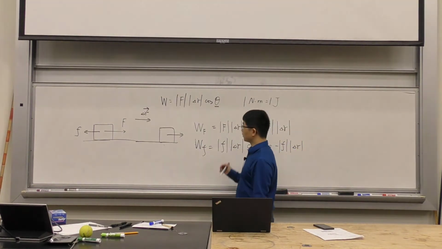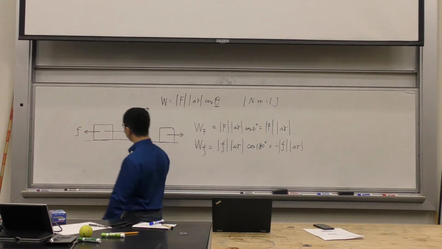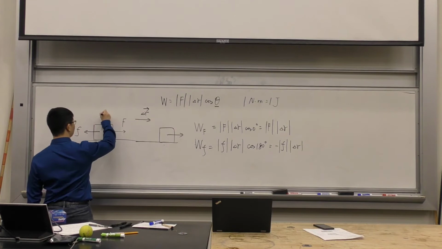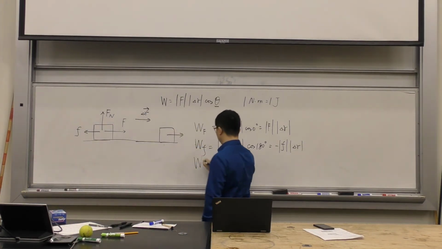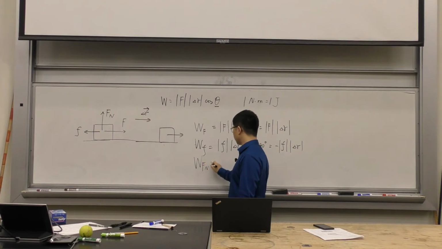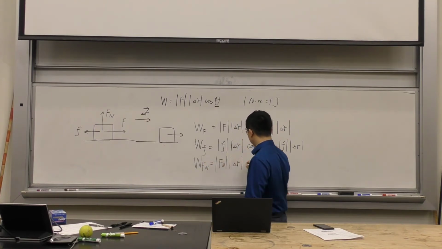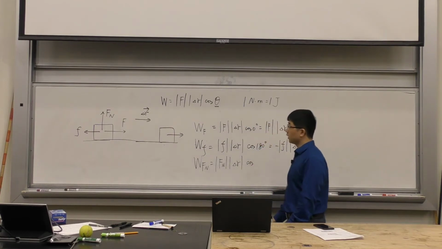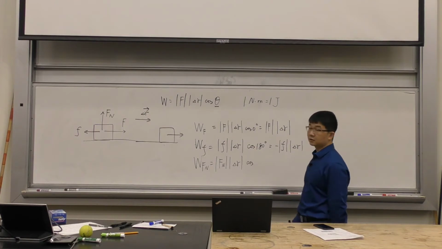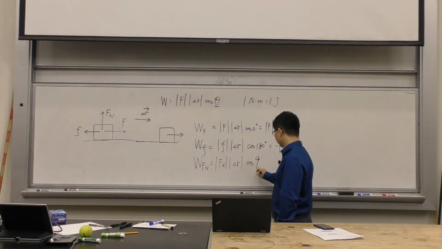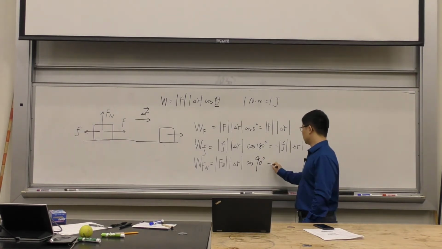Now, that's another special case. The third special case, let's take a look, say, normal force. If I want to calculate the work done by normal force, what are you going to do? You're going to do magnitude of normal force times displacement times cosine of the angle. What is the angle between the normal force and the displacement if it's still moving in this direction? That's going to be 90 degrees, right? And what is cosine 90? That's 0. So you will get 0.